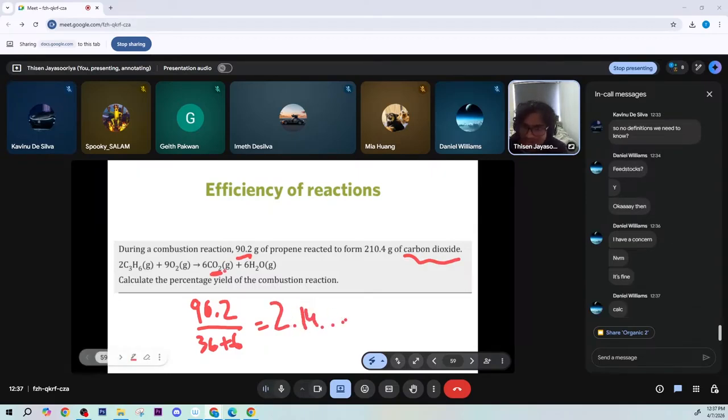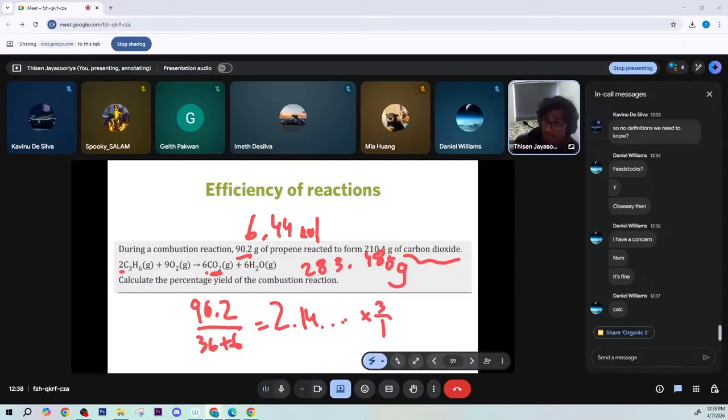Then we times this by 3, because the molar ratio is a 2 to 6 or a 1 to 3 ratio, so we can multiply it by 3 over 1 to get those number of moles. Now I wouldn't do this as my actual working out, but because I don't have any space, I'm just gonna do it like this. So we can times this by 3, and we get 6.44 moles of carbon dioxide should be produced. Then we're going to times this by the molar mass of carbon dioxide. So here we should produce 283.485 grams of carbon dioxide.